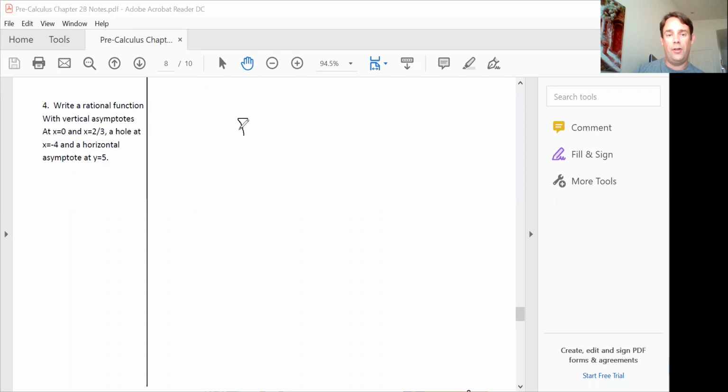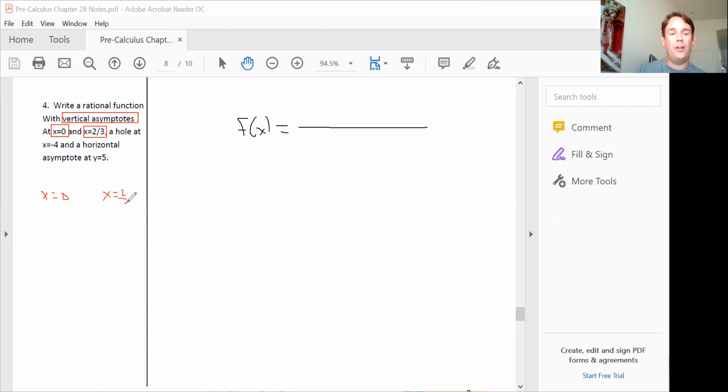All right, so let's see if we can figure this out. I'm going to have a rational function of some sort. I know that they gave me vertical asymptotes. And remember that vertical asymptotes are when I have factors in the denominator. So I know that those values have to be in the denominator. So x equals 0, well, that in and of itself is a factor. Then x equals 2 over 3.